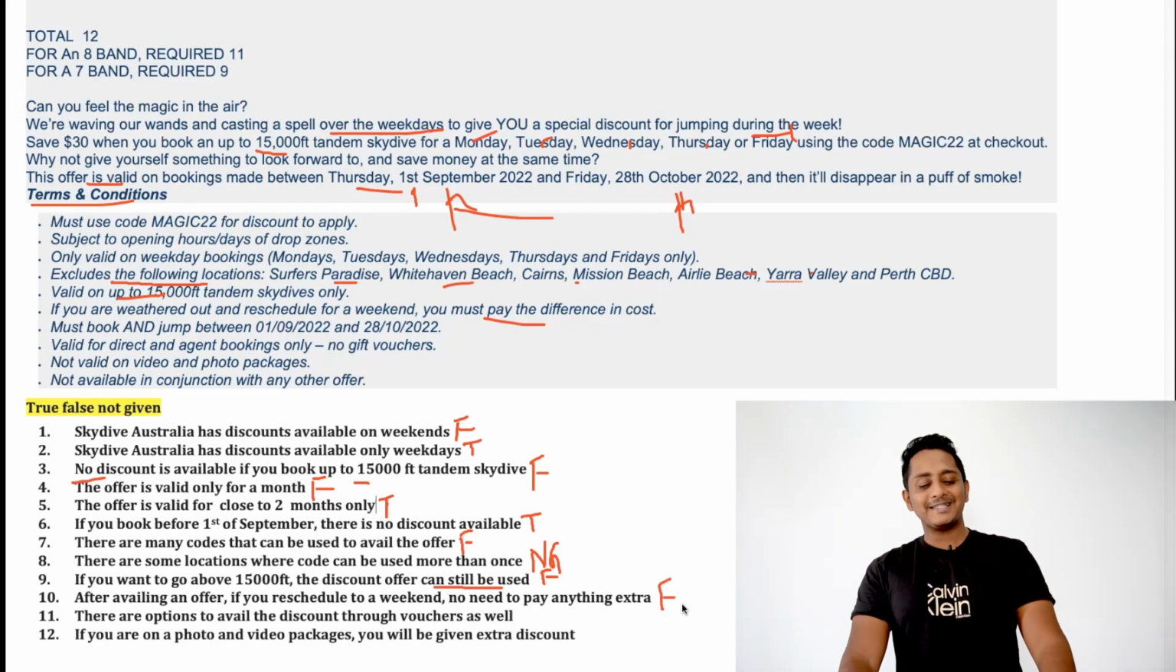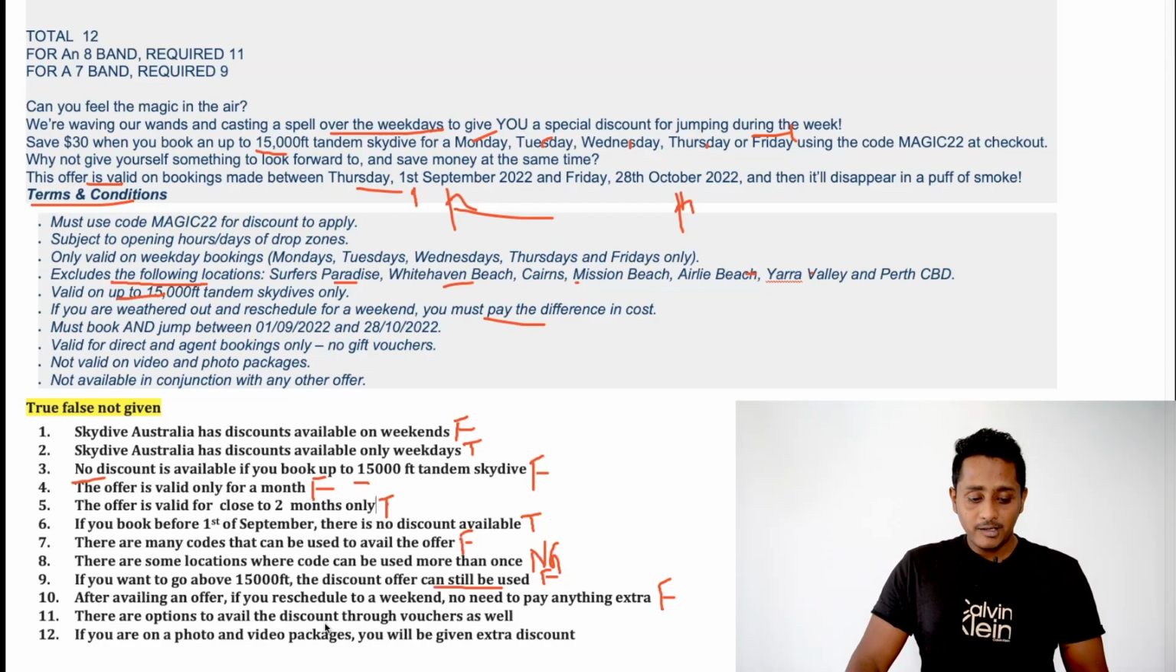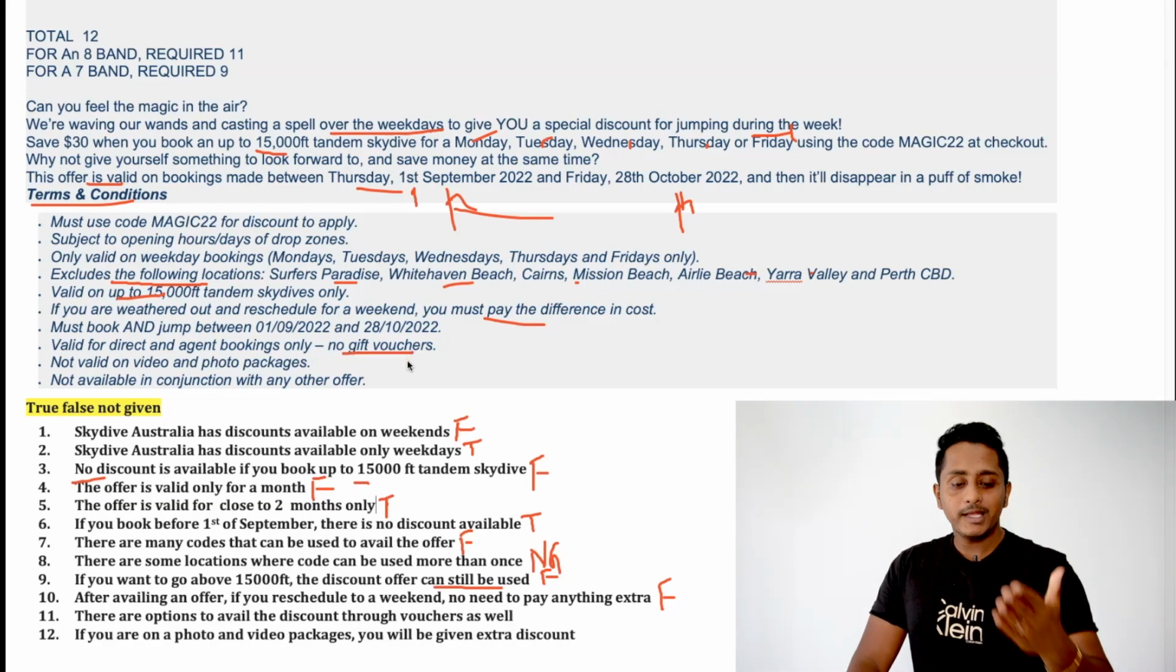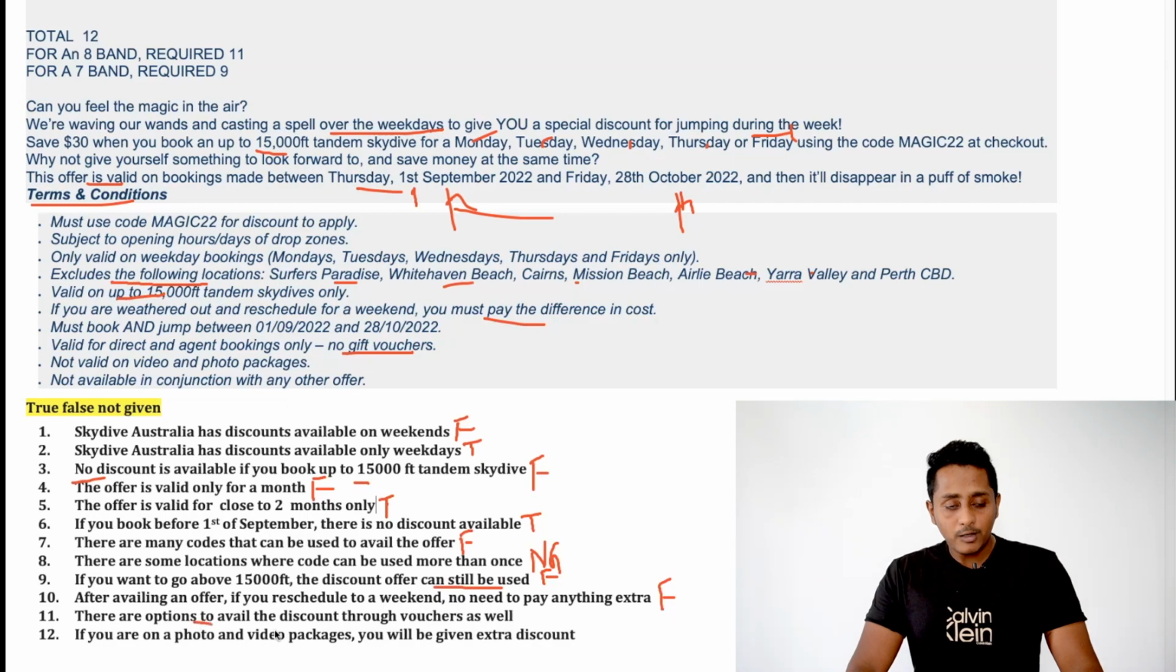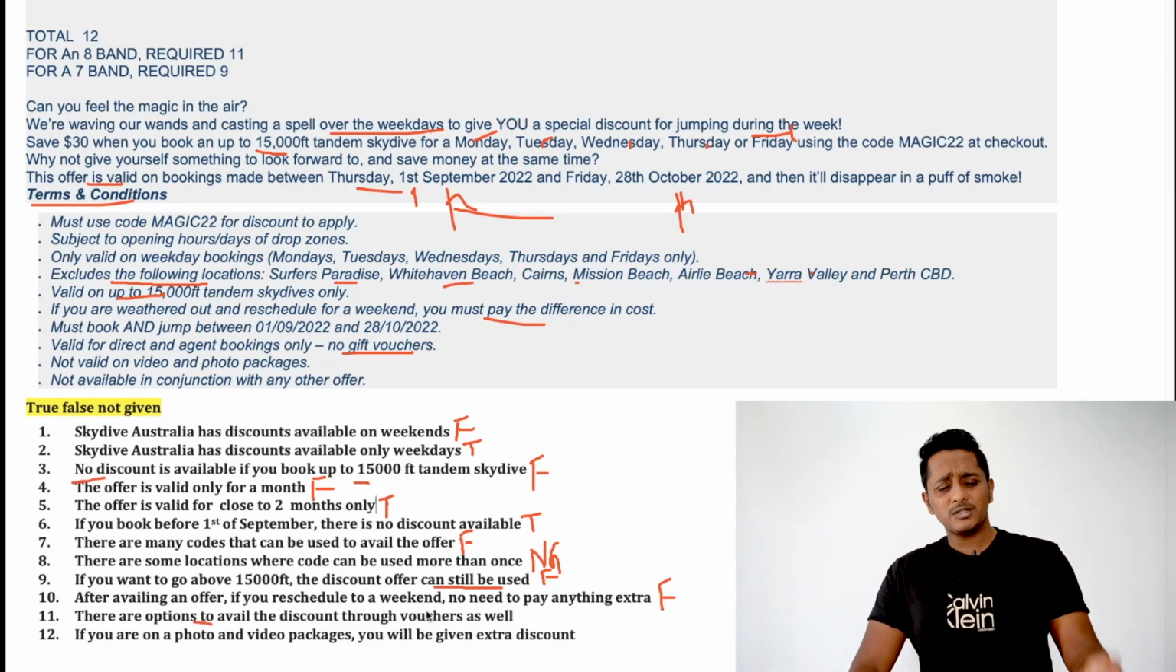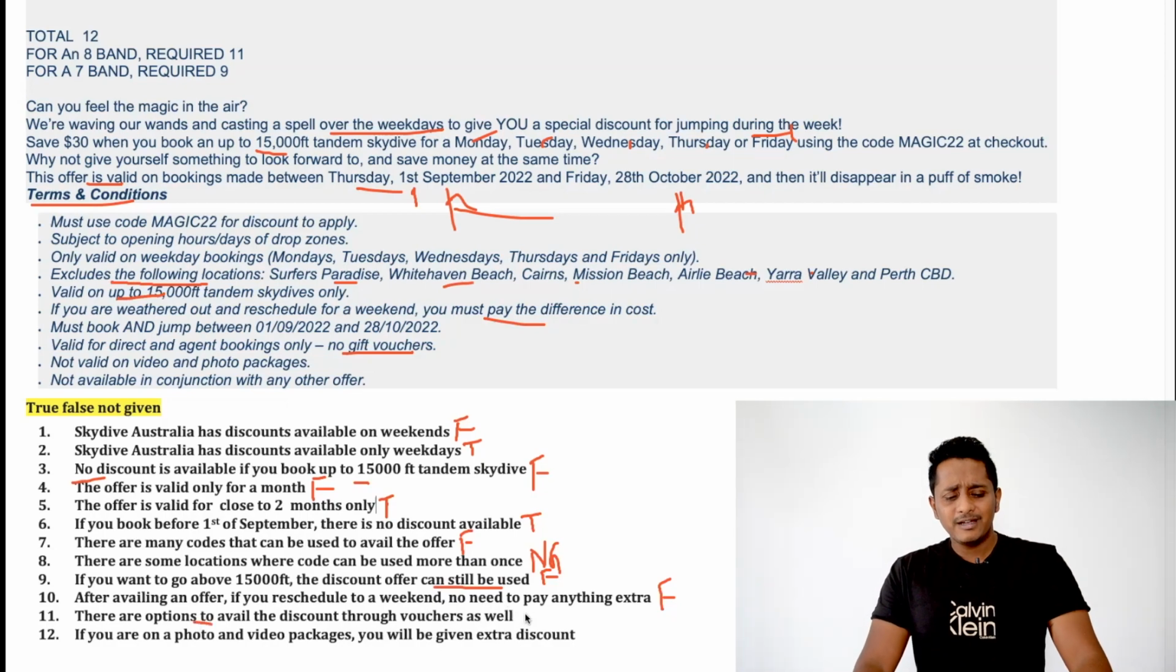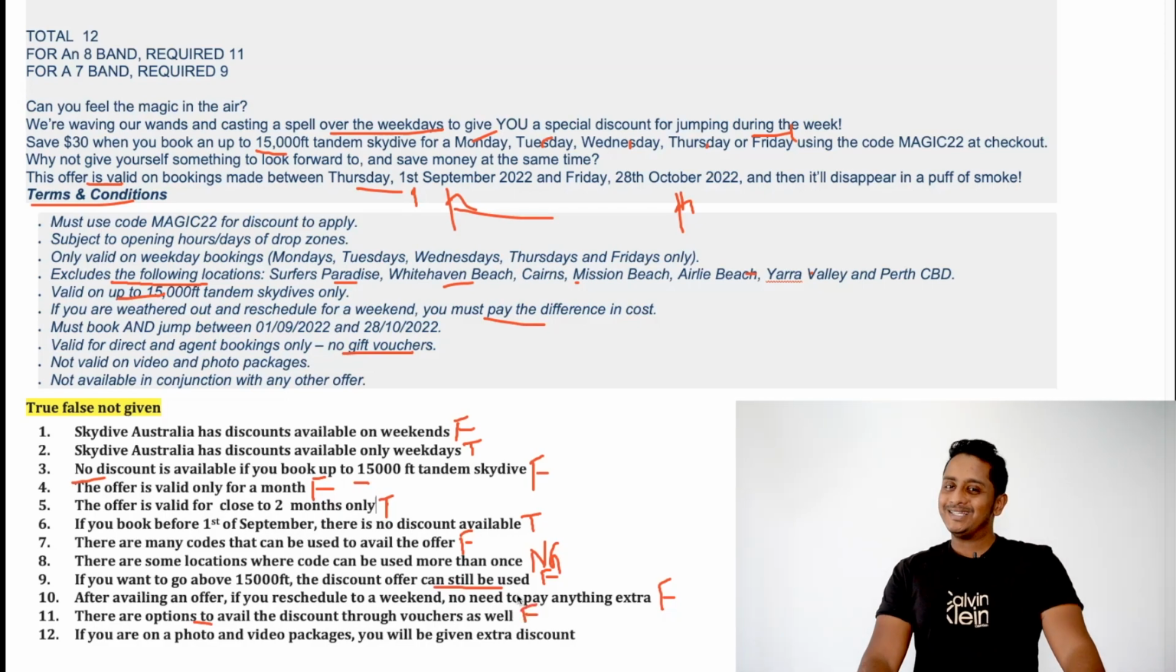Easy peasy, isn't it? There are options to avail the discount through vouchers as well. No gift vouchers, boss. Hey, why are you lying, man? To avail, there are options via vouchers. No vouchers. They're saying no gift vouchers. It is a lie. When it's a lie, it's going to be false.